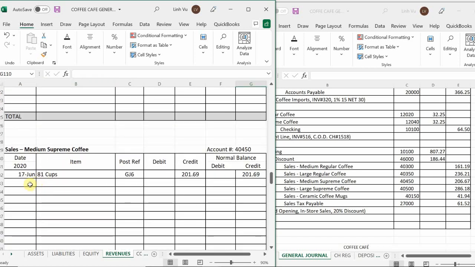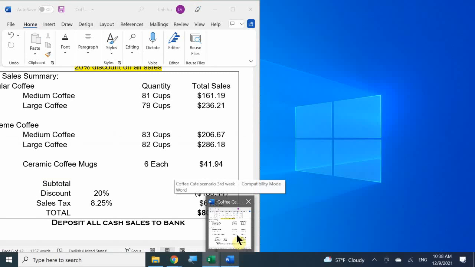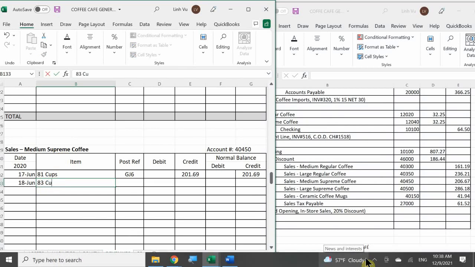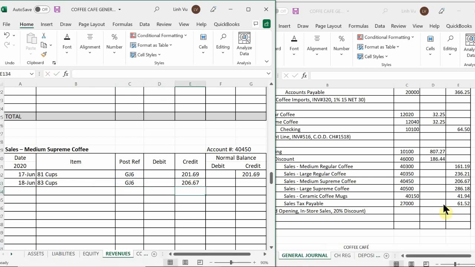Then we have our medium supreme coffees. 618. Okay, how many cups did we sell? I don't remember. We sold 83, at 206.67, bringing my grand total to be 408.36. Good.